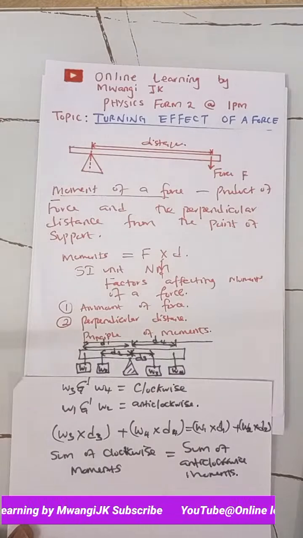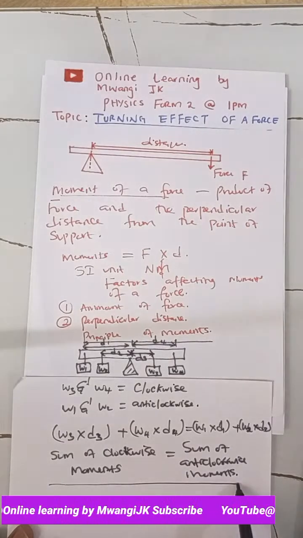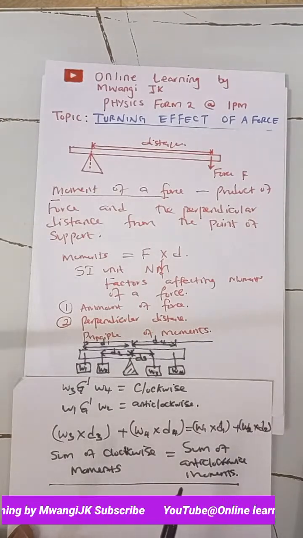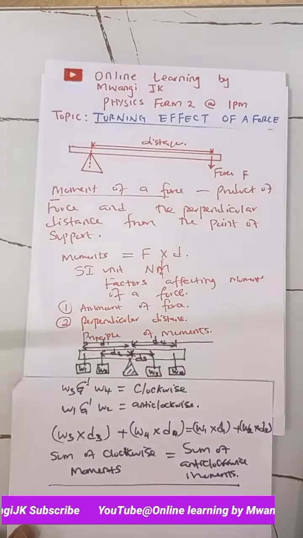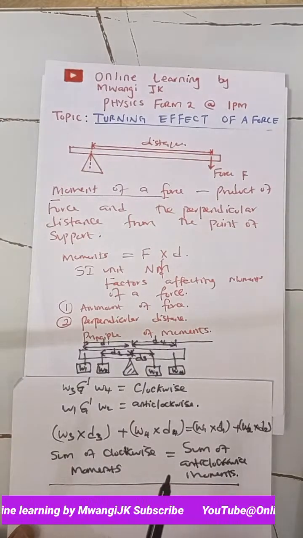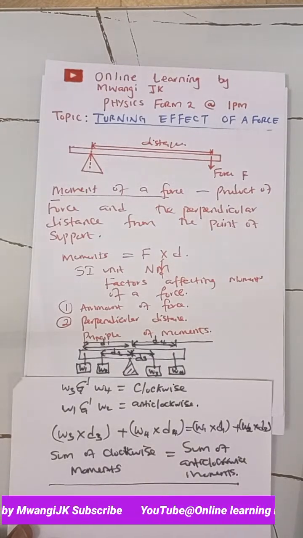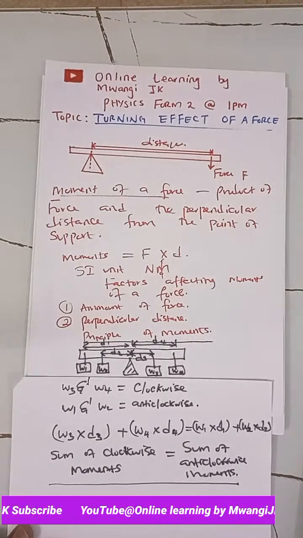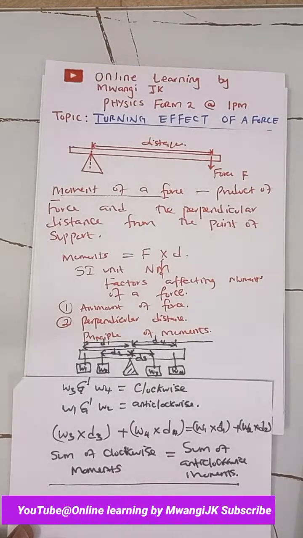So therefore that takes us to the conclusion about the principle of moments, which states that for a system in equilibrium, the sum of clockwise moments is equal to the sum of anti-clockwise moments about the same point. And that takes us to an example. So we look at an example on how we apply moments, and then that will take us to the next step.